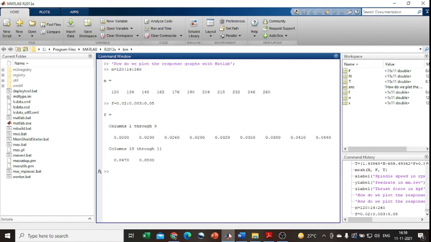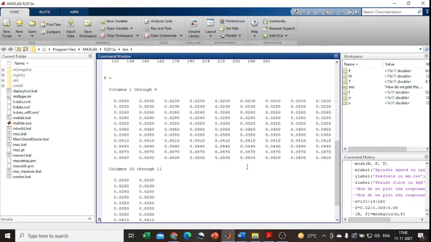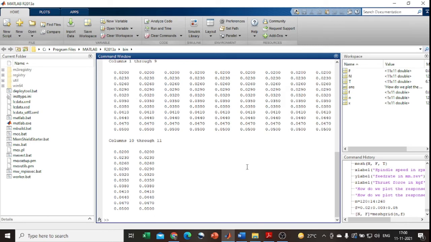How can I give this? Yes, open a square bracket. I assign capital N for spindle speed, capital F for feed rate, close the bracket, and equal to. Now I can give the command meshgrid. From this the Matlab software creates a 10 cross 11 matrix meshgrid of small n, small f. The grid values are created as a 10 cross 11 matrix.